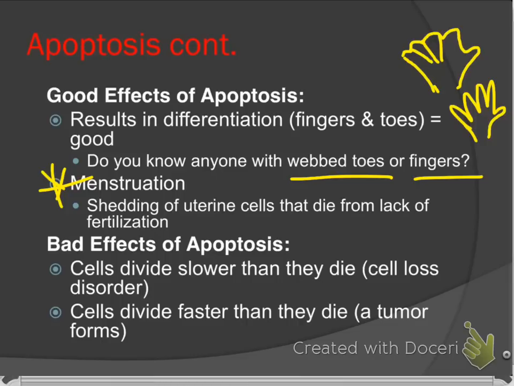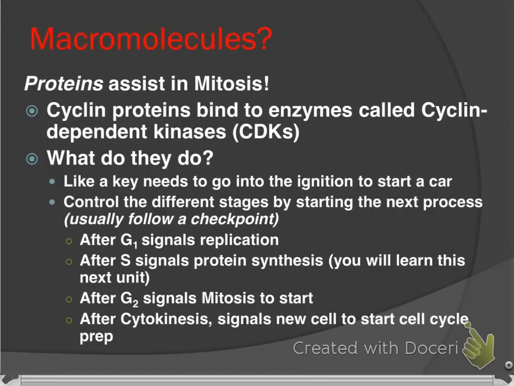Now, there are bad effects, as I'm sure you can imagine, of apoptosis. So the cells divide slower than they die. So if the cells keep dying, but the new ones aren't dividing fast enough to replace the ones that were bad, you have a cell loss disorder. And then when the cells divide faster than they die, so if your cells aren't dying the way they're supposed to be, but you have new ones that keep growing, this is where you get a tumor. And not all tumors are cancerous, so it could just be some other form of tumor that's not necessarily a danger.